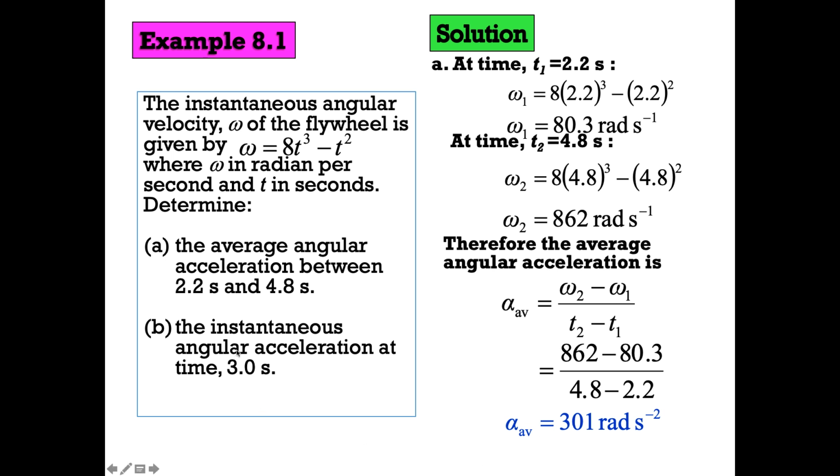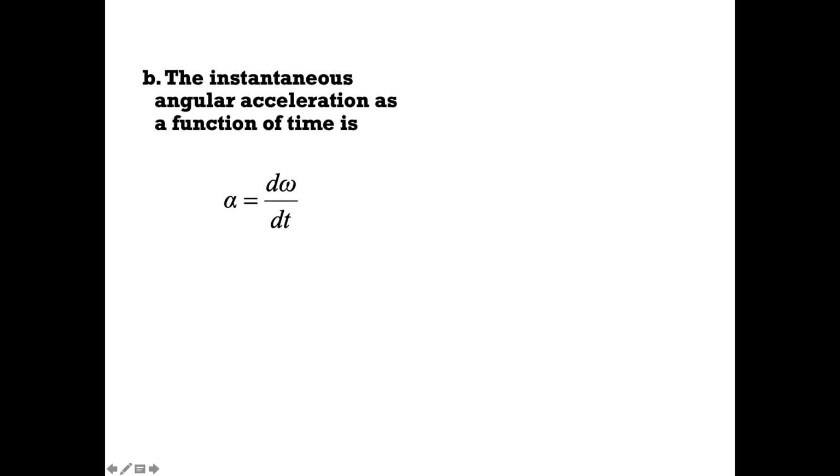Okay, for the second question, it asks for the instantaneous angular acceleration at time 3 seconds. So this one is the instantaneous angular velocity, and the question asks for the instantaneous angular acceleration at time 3 seconds. Remember, the formula of instantaneous angular acceleration is d omega over dt, which means you can differentiate omega with respect to time. Substitute omega, the equation given above.